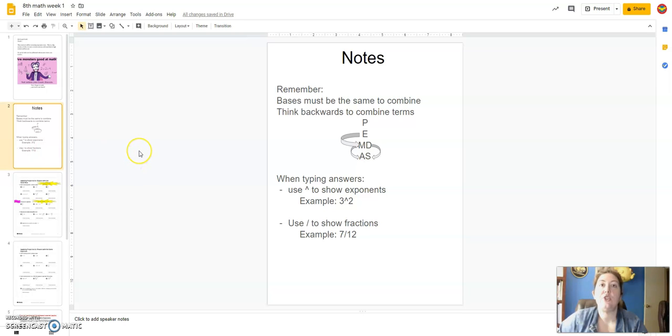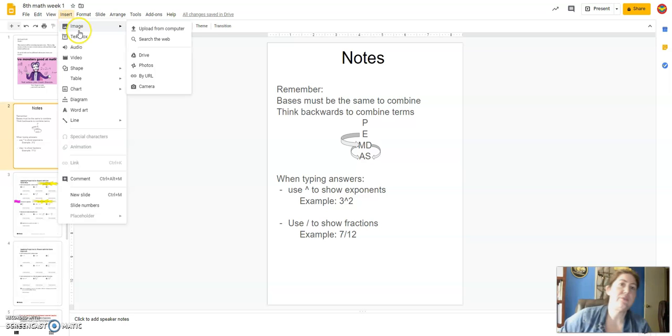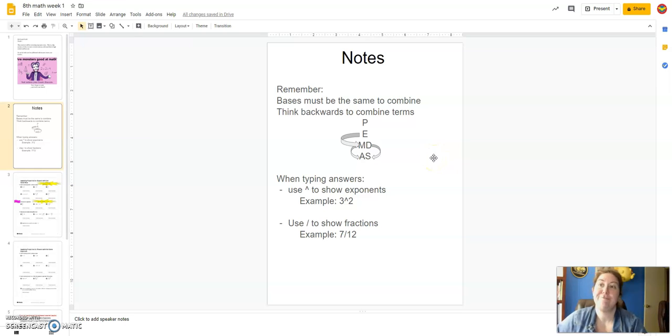These are things that you know, things that we've talked a lot about. So just things to remember. When you are combining exponents, remember that your bases have to be the same to combine them. If you have two different bases, there's nothing you can do about it. And we have to think backwards. We looked at this right here. This is our regular order of operations: parentheses, exponents, multiplication, division, addition, subtraction.